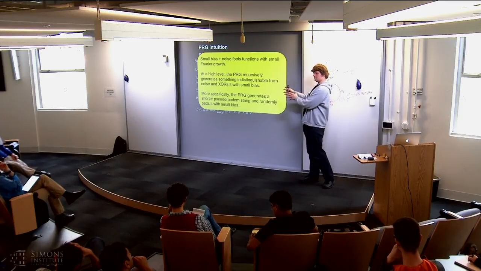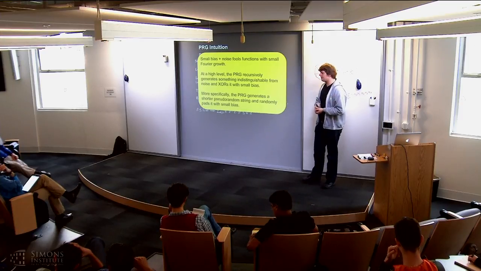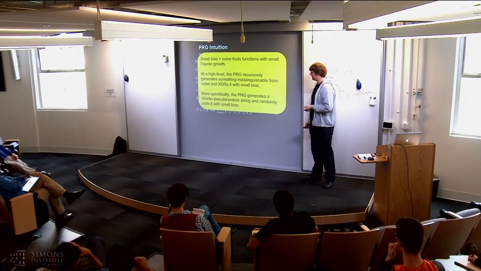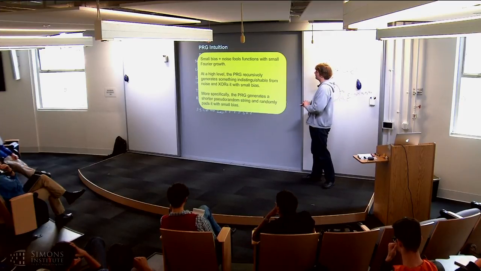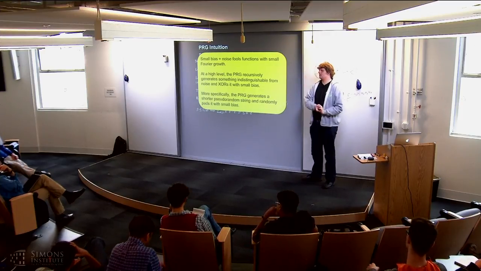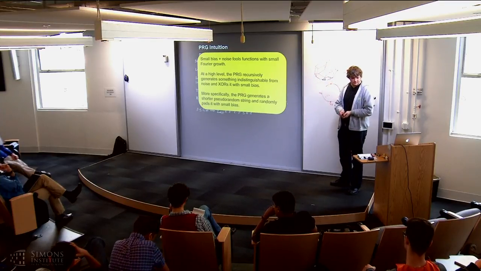Here I've presented it as a recursive thing, whereas earlier I was unrolling that and making it an iterative thing. But this is just trying to give you some intuition for how this Fourier growth bound corresponds to some pseudorandomness property, some ability to construct pseudorandom generators.